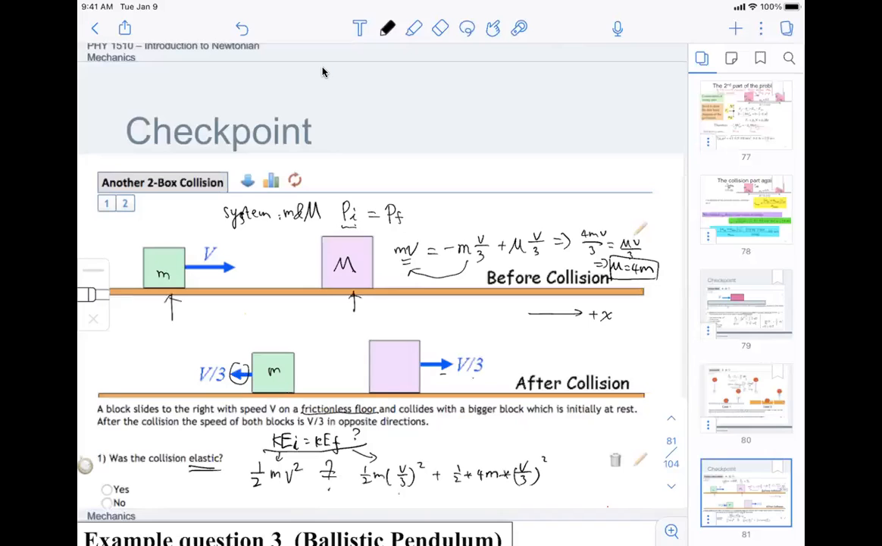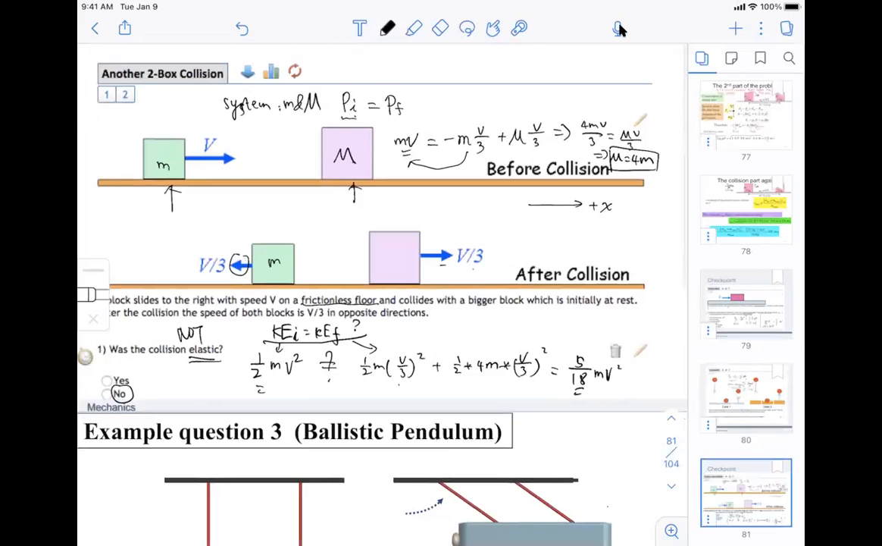And this is going to be 5 over 18 mv squared if you combine everything. And you can see that it's obviously not the same as 1/2 mv squared. So it's not elastic, right? Not elastic.